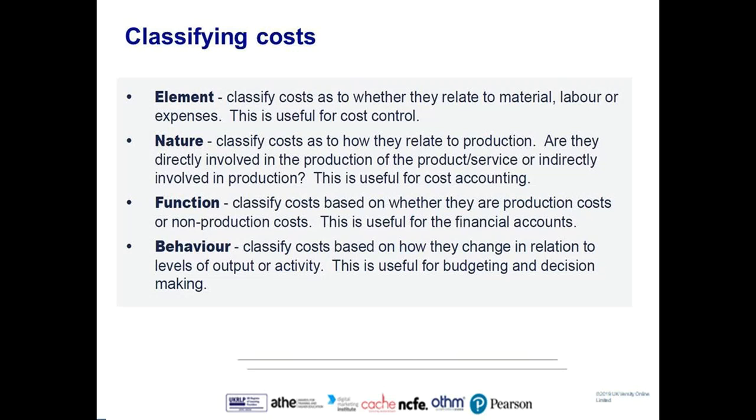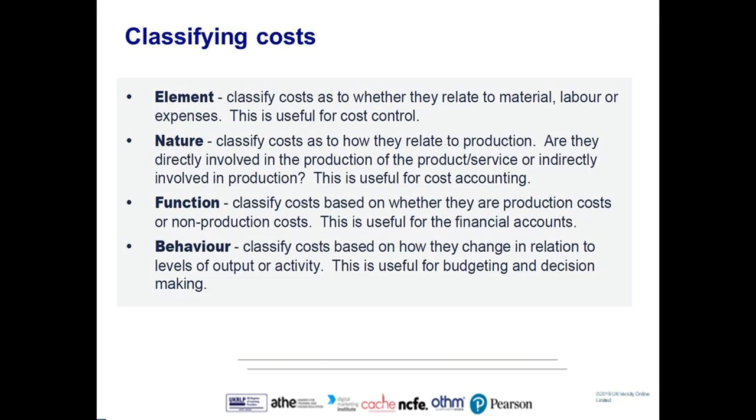Okay, costs we can classify by element, nature, function, and behavior. By element, we classify the cost as to whether it is relevant to material or labor. So we'll say this is the material cost, this is the labor cost, according to the element. Element is the material and labor normally required in production. So this is useful for cost control.